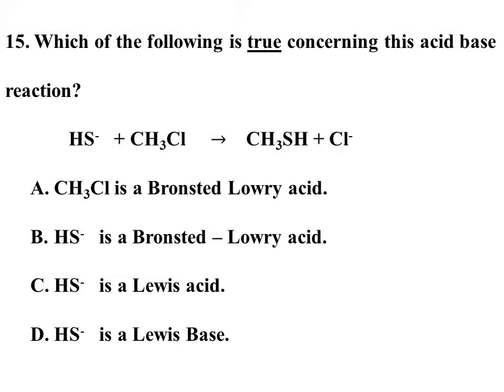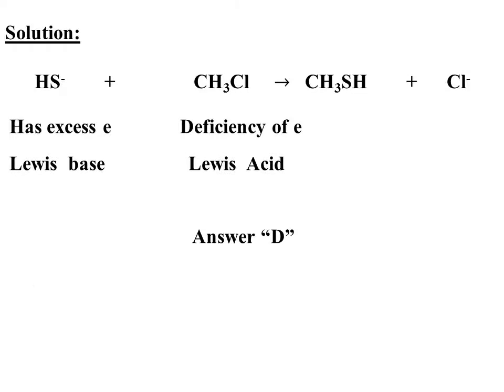Question number 15. Which of the following concerns an acid-base reaction? Here is the acid-base reaction: HS⁻ plus CH₃Cl gives CH₃SH plus Cl⁻. A, CH₃Cl is a Brønsted-Lowry acid. B, HS⁻ is a Brønsted-Lowry acid. C, HS⁻ is a Lewis acid. D, HS⁻ is a Lewis base.